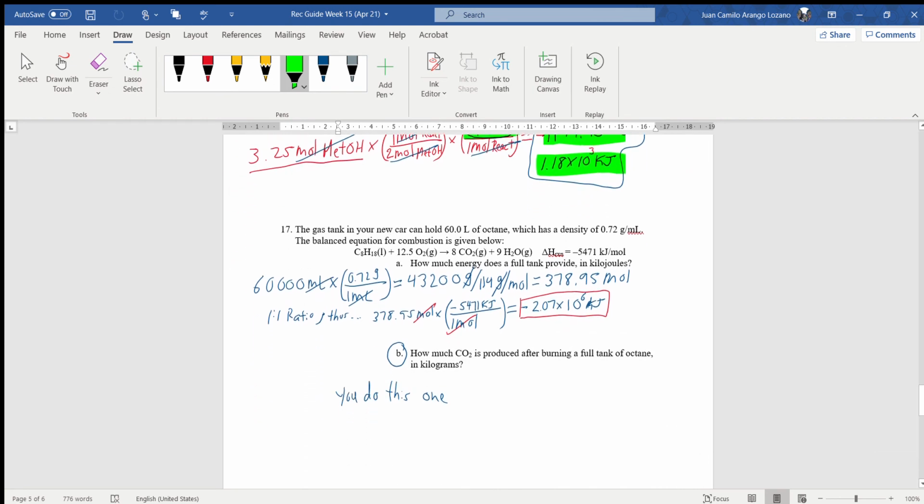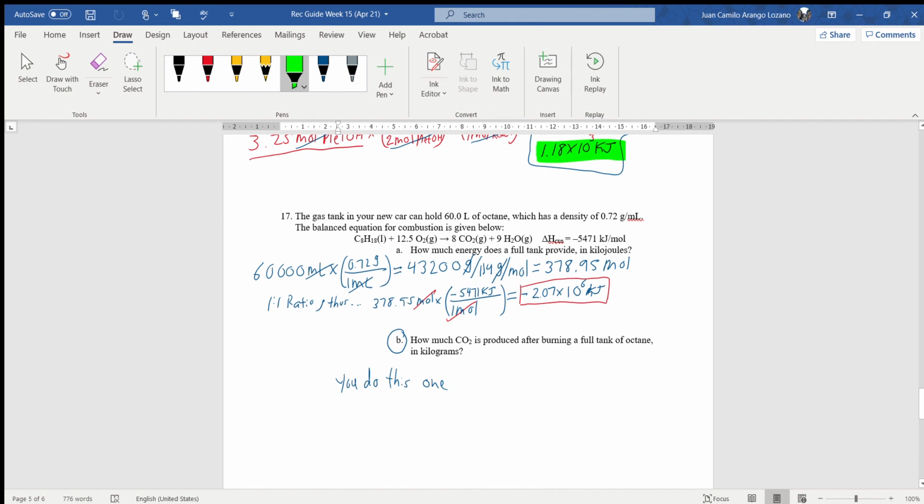The gas tank in your new car can hold 60 liters of octane, which has a density of 0.72. So they are giving you volume, they are giving you densities. You can see that it's pretty much the same. And they are giving you, in this case, the reaction, but good for you. This is going to be, once again, a 1-to-1 ratio. Therefore, you just have to go really quick to the conversion. As you can see in this case, I just converted real quick from 60 liters to milliliters, and then I just made the whole conversion. Take a look at this and let me know if you get the same value.